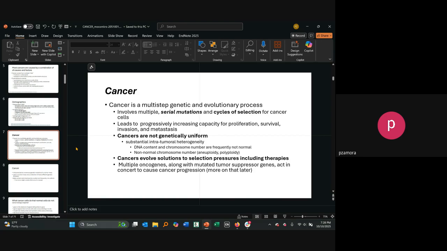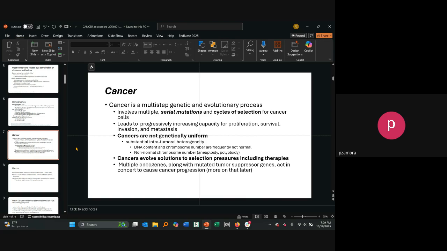So cancer itself, again, I'm going to go a few circles here, so please bear with me. Cancer is a multi-step process. It is genetic, and it is also evolutionary. I'll talk about what I mean by that a little further down. It involves multiple serial mutations and cycles of selection for cancer cells. This leads to a progressively increasing capacity for proliferation, invasion, and metastases.